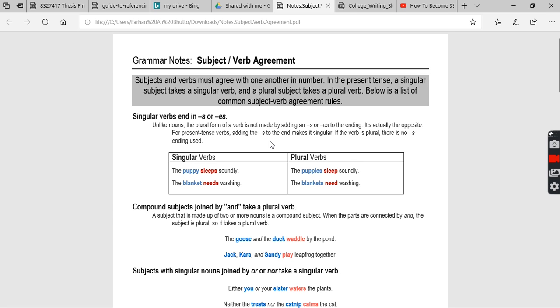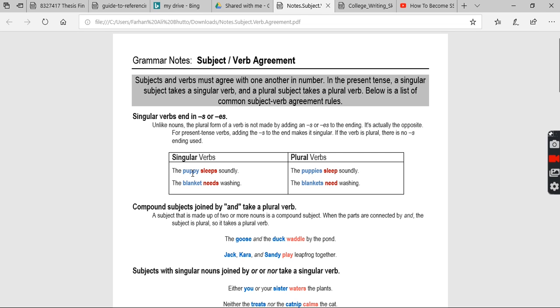Unlike nouns, in verbs the rule is opposite, especially in present indefinite tense. If you add s after a verb, it becomes singular, and if you remove that s, the verb becomes plural. I'll give you these examples. When I say the puppy sleeps soundly, the puppy is the subject, which is singular, so sleeps is the verb, and the s shows that the subject is singular.